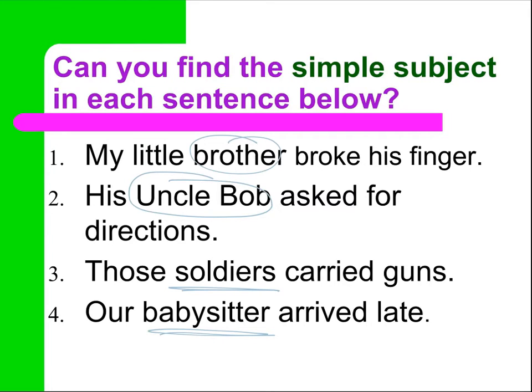The complete subject would include some extra words, usually adjectives that help describe our simple subject. So if our simple subject is brother, then the complete subject would be my little brother. Those are words that help us understand more about our subject. The complete subject for number 2 would be his Uncle Bob. For number 3, those soldiers, because we know which soldiers we're looking at. And for sentence 4, whose babysitter? Our babysitter would be the complete subject. But remember, the simple subject, keep things simple and easy. One word.